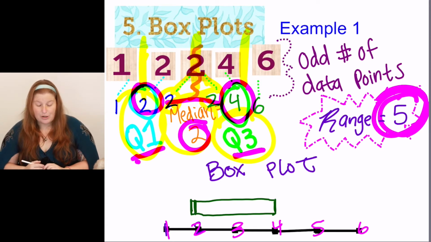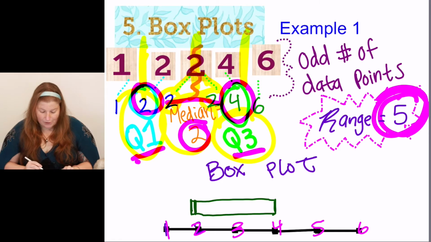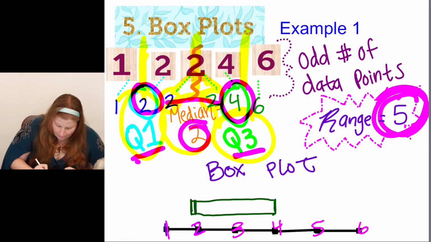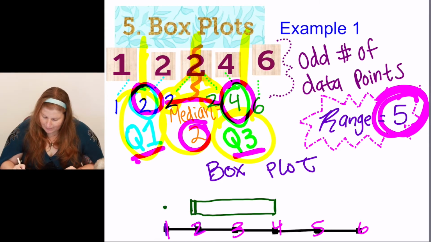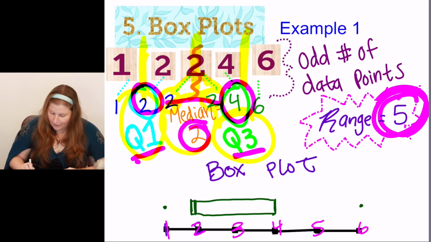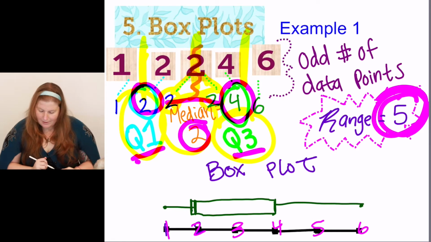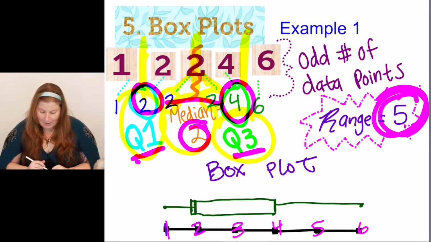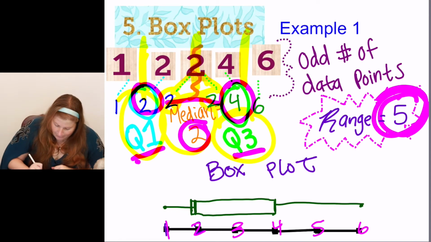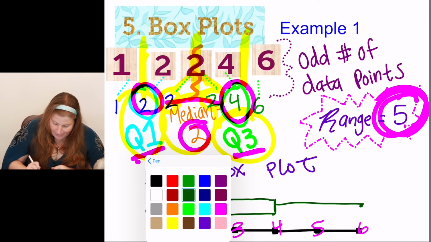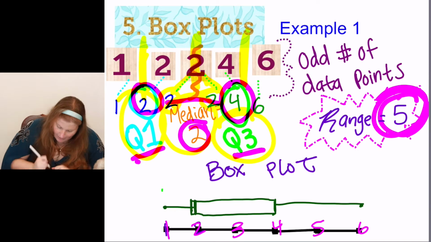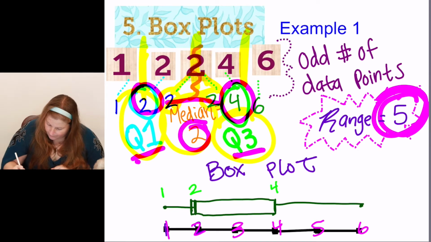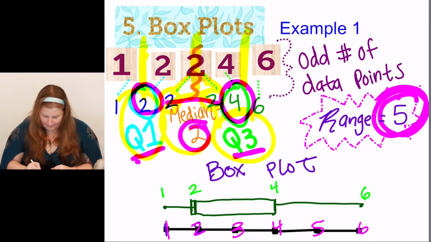Now what we're going to do is show the range. So it starts at 1, so I'm going to put a little dot here, and it goes to 6. And these are called the whiskers, where they stick out from the box and they show you where it starts and ends. The last thing I'm going to do is put numbers here to show what these lines mean. So this is at 1, this is at 2, 4, and 6.